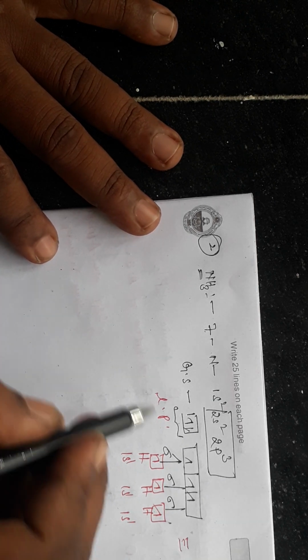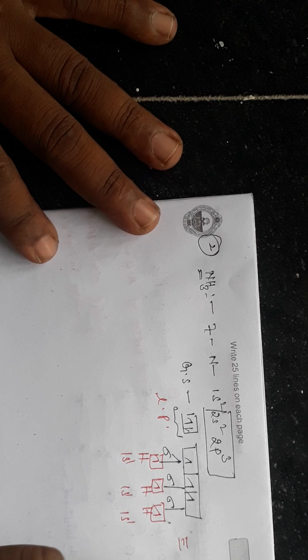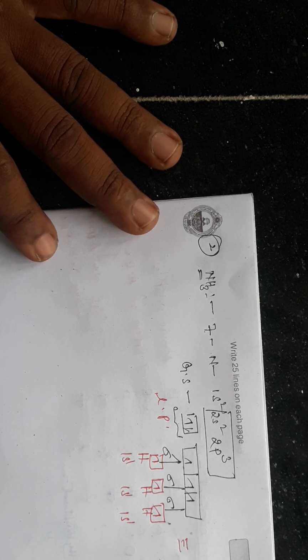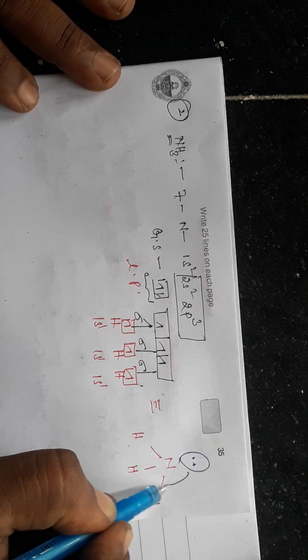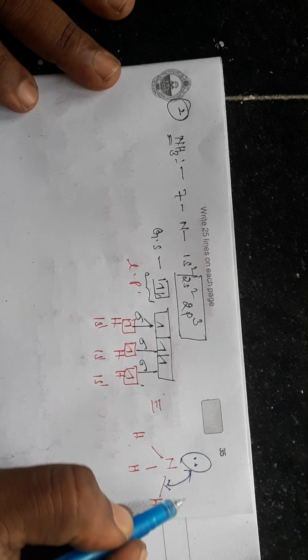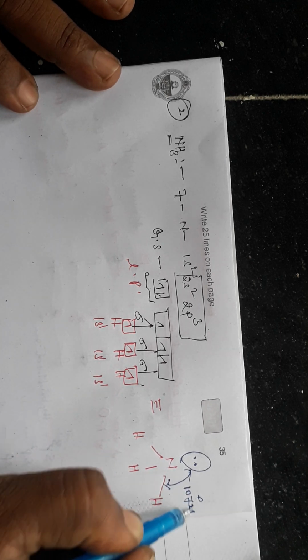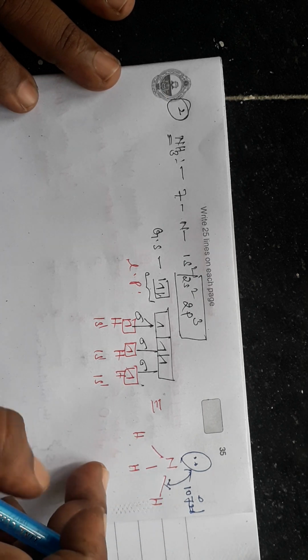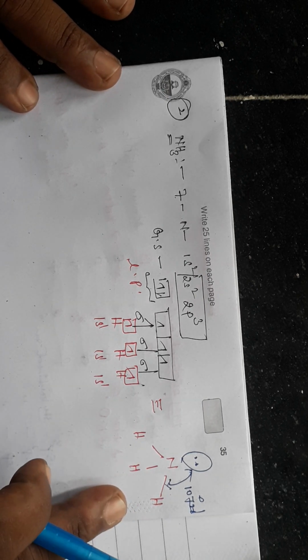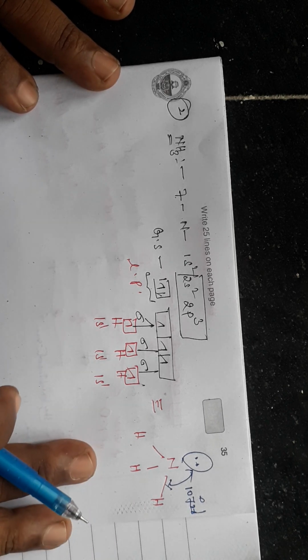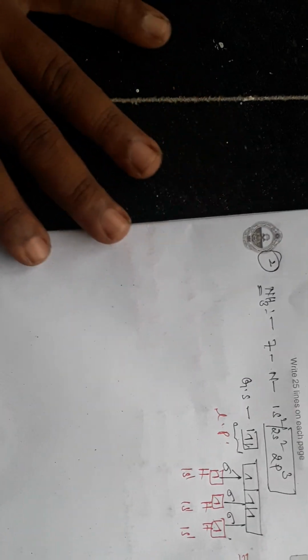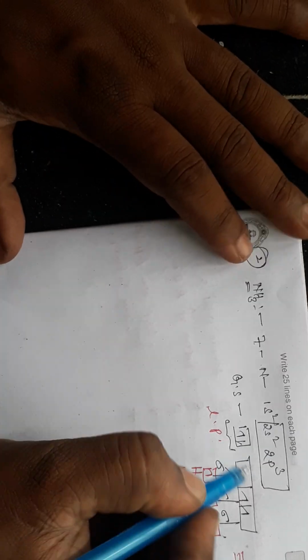The molecule is written as N with bonds to three H atoms, and there is a lone pair of electrons on nitrogen. The bond angle between bond pair and lone pair is 107 degrees 28 minutes. It means that with the presence of one lone pair of electrons, the bond angle decreases from 109 degrees to 107 degrees. This is the NH3 molecule.